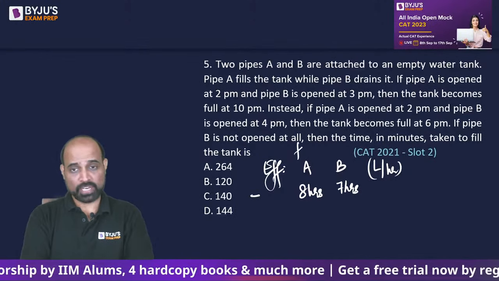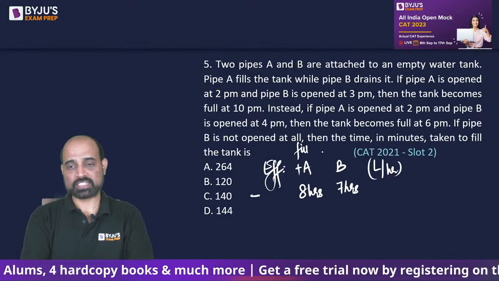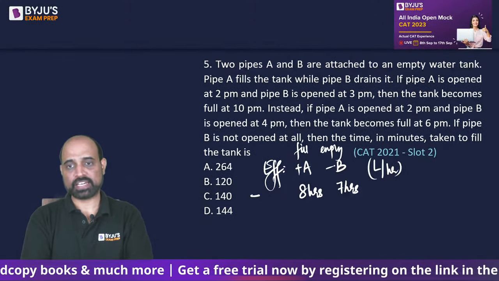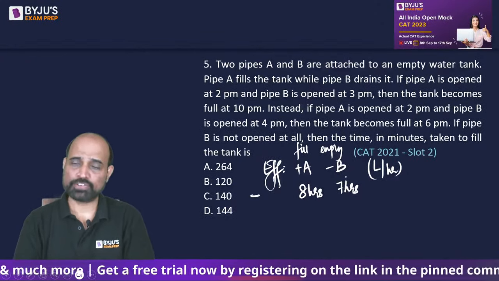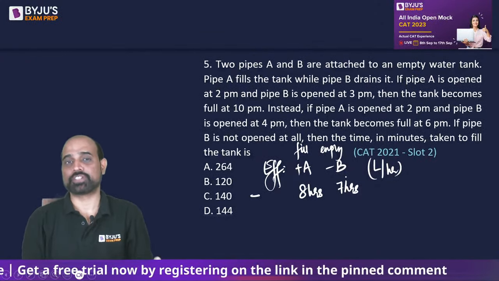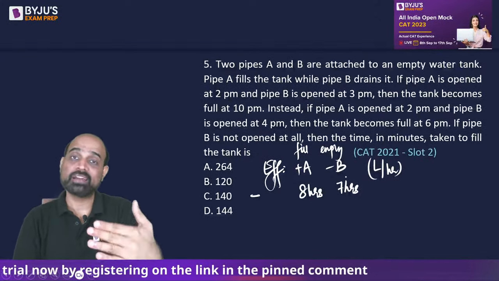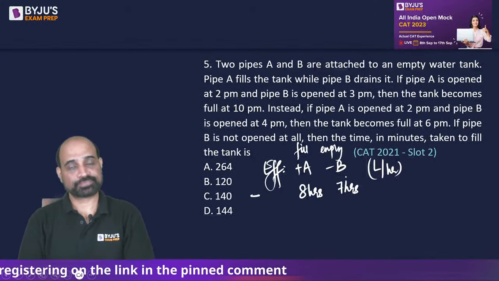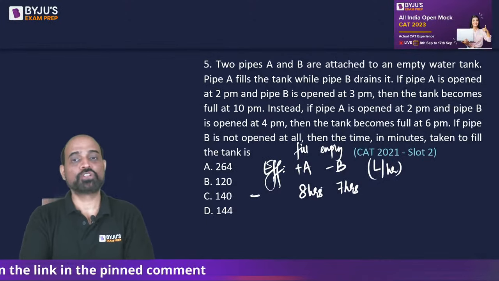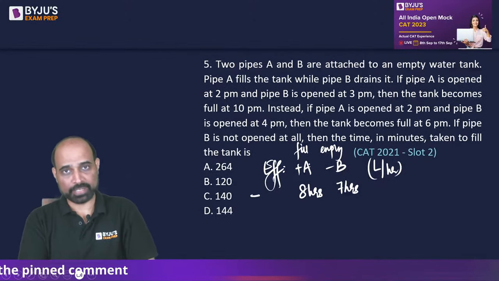Since A is filling it, so we will take plus, and since B is emptying it, we will take negative for it. Negative efficiencies exist because this is referential. Positive means something is getting filled, negative means something is getting emptied. Right? And eventually, since it's getting full, we know that A is going to be greater than B.